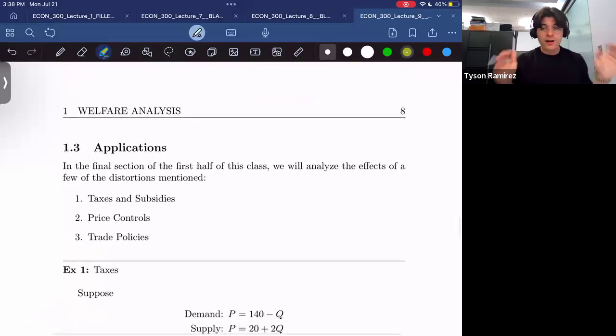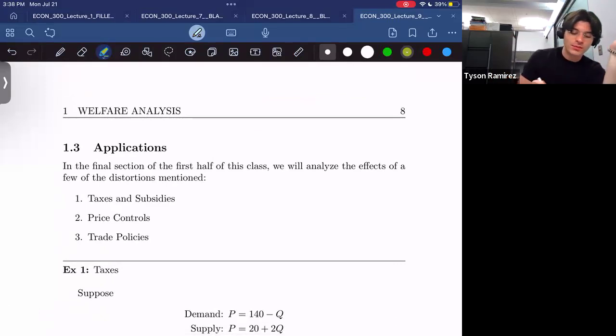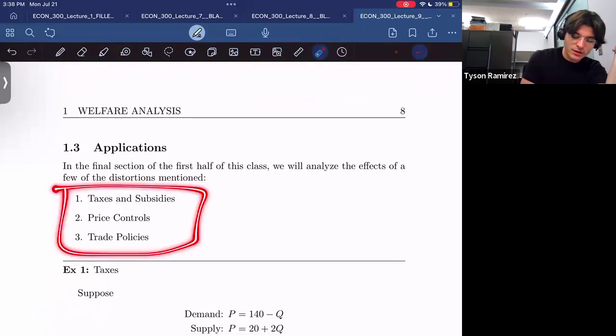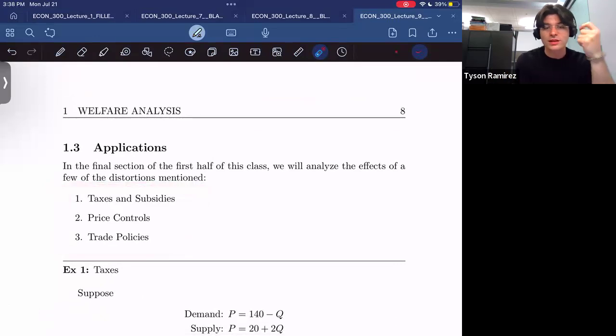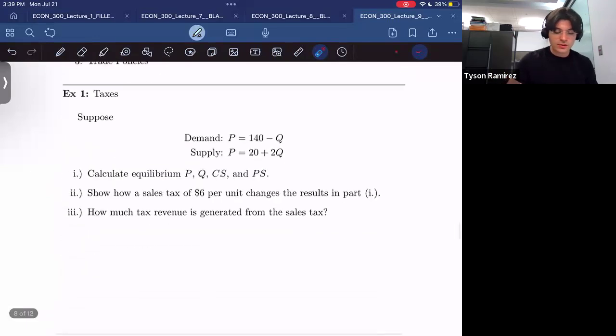So in the final section of the first half of this class, we're going to analyze a few of the effects of a few of the distortions mentioned. These are the ones I mentioned at the beginning of this video. We're going to look at how we deal with taxes and subsidies, how we deal with price controls, and then how we analyze trade policies like tariffs. All right, so let's begin.